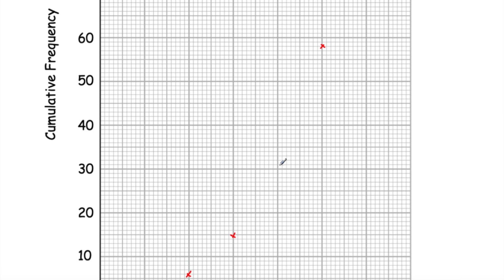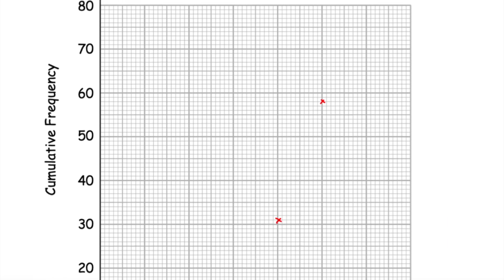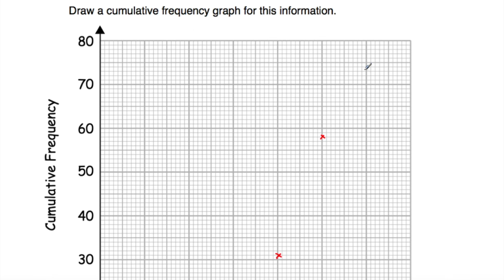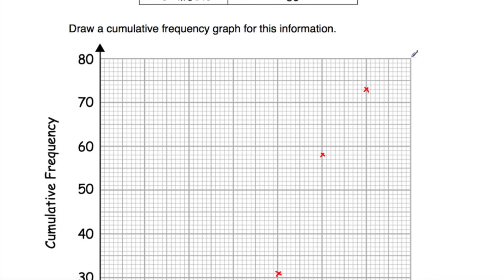So it was 36 up, which was here. Obviously, this is on a computer, so it's a wee bit trickier than with a pencil. Okay, next 120 across and 73 up would be here. And finally, we have 140 across and 80 up, which would be there in the top right-hand corner. So we've plotted all the points.